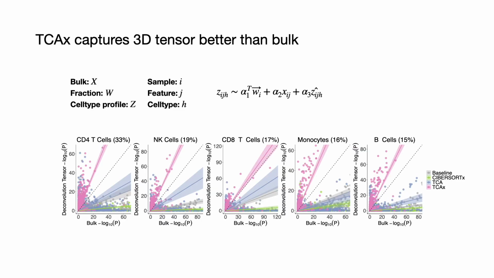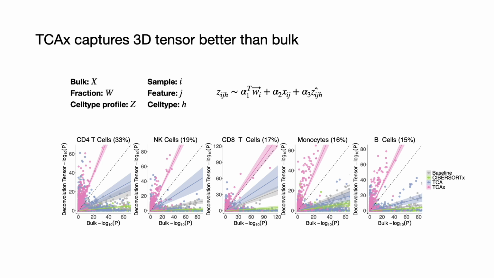We did one additional test, which is to check if TCAX estimated tensor captures more signal in the true tensor than bulk profile does. So we fit the true tensor against the cell type proportion W, the bulk profile Xij, and the estimated tensor Z hat IJH. Ideally, we should see stronger statistical evidence of significance on the leading coefficient alpha 3 in front of the estimated tensor than on alpha 2, the leading coefficient, in front of the bulk profile.